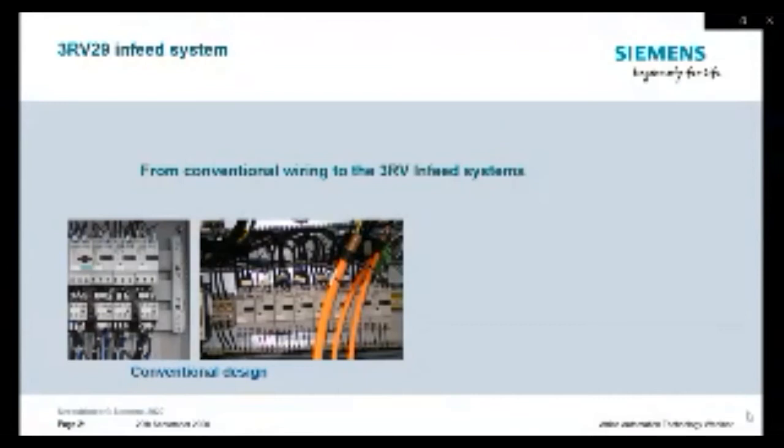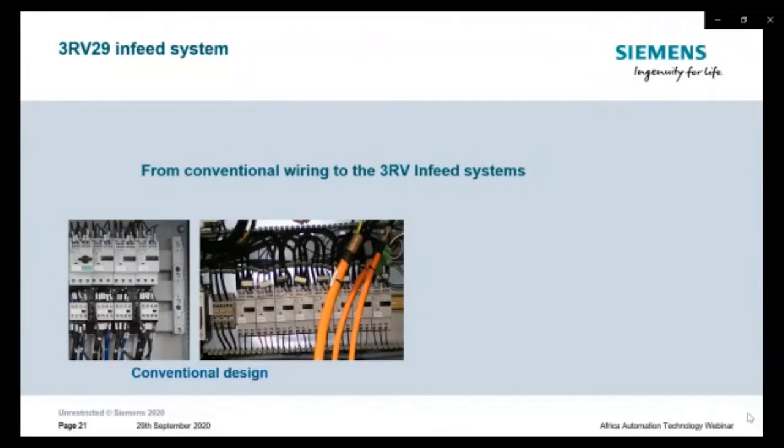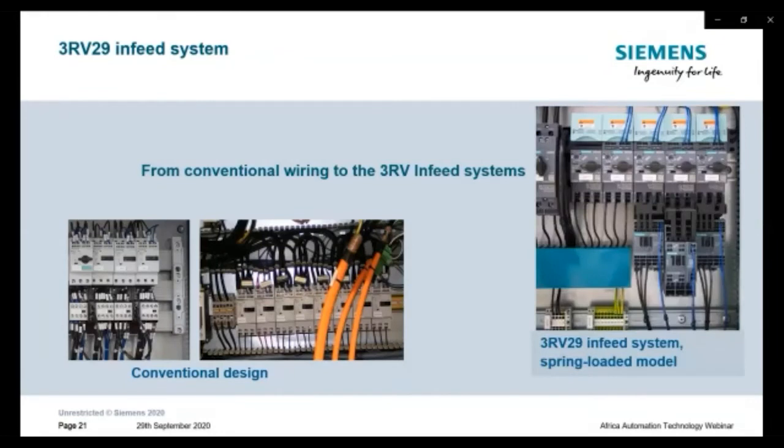The time you need for such a configuration starts a lot earlier. It's not only measuring space, cutting cable. All these steps take a lot of time and are also sources for error. So the 3RV29 infeed system is also available as a spring-loaded module, and it provides you a safe and efficient solution for optimized control panel design.